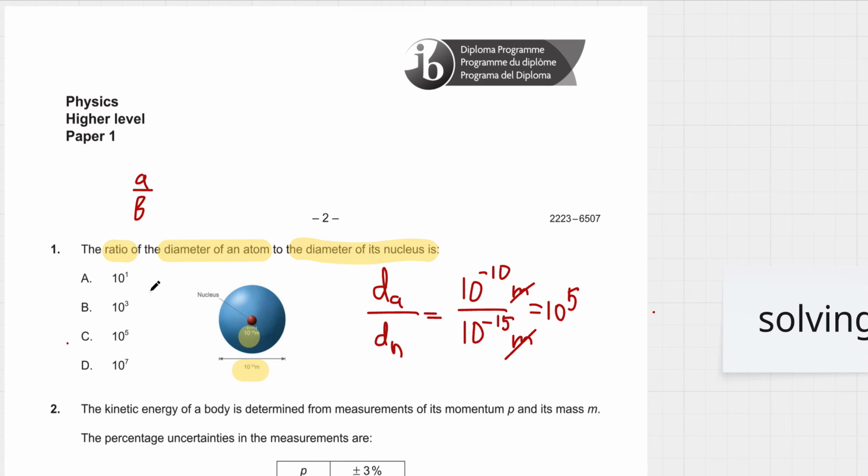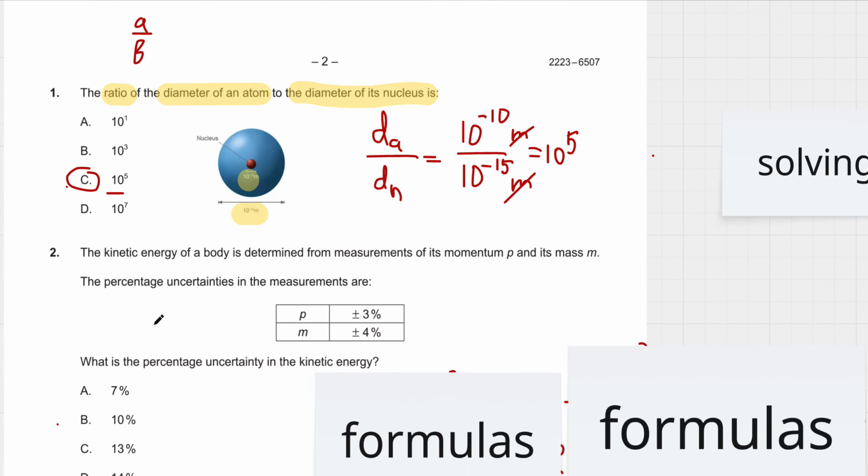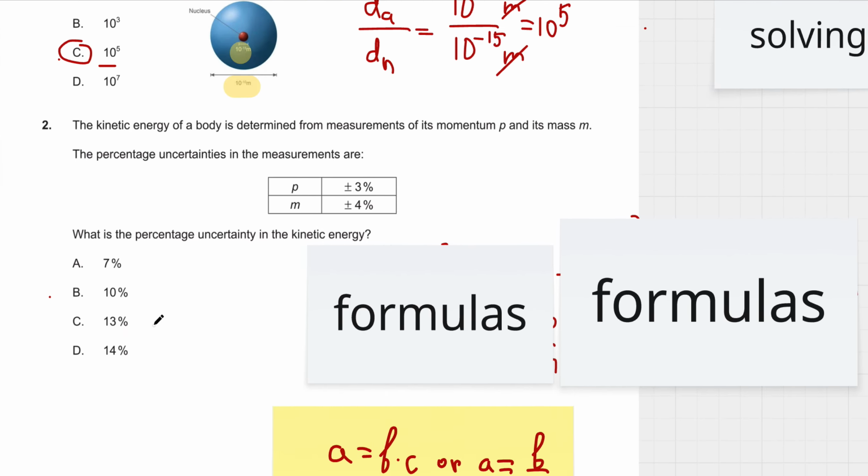Okay, so which answer will be the right one? This one, 10 to the power of 5. So C is the right answer for this exercise. Next, if we move to the second exercise, let's read it.